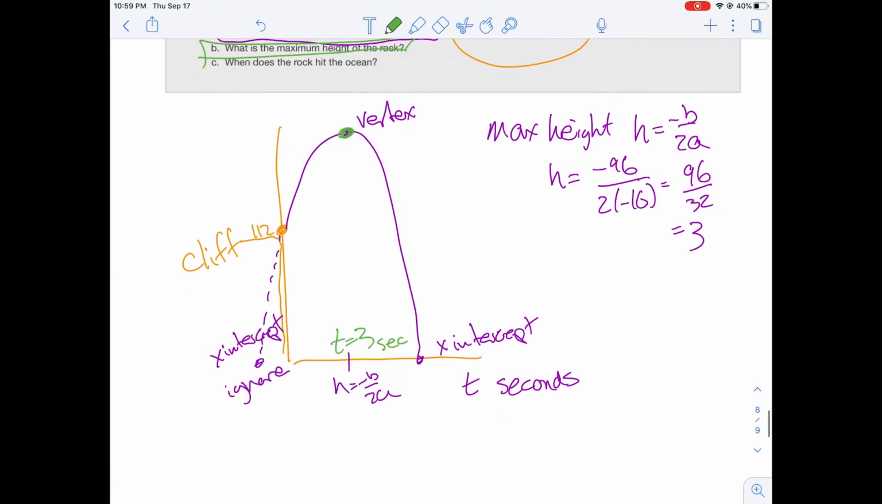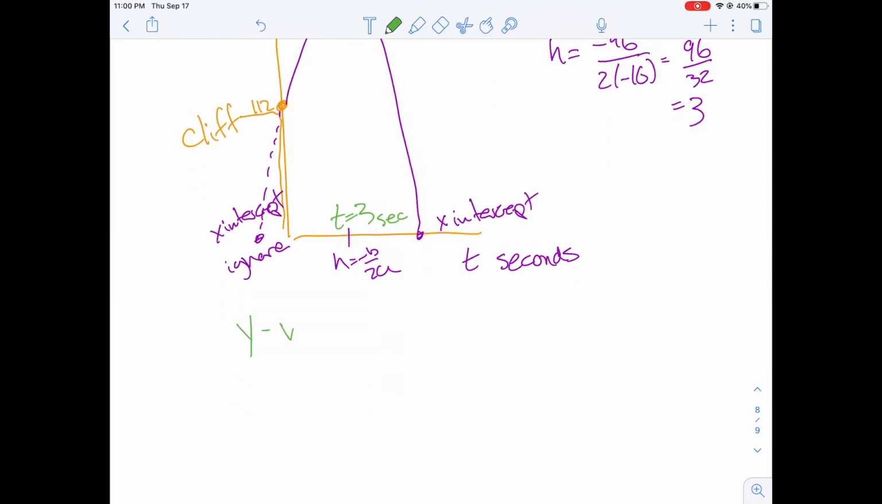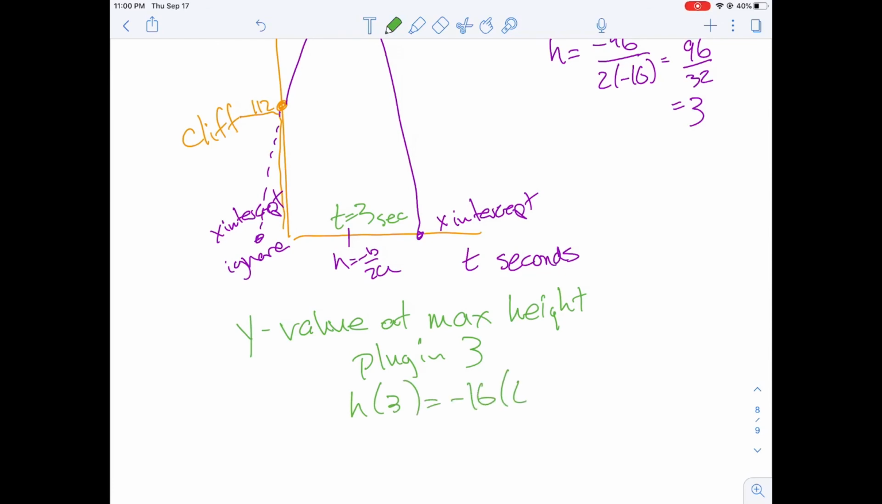How high was it? What was the maximum height? So this is actually the time at the maximum height. And then the y value at the maximum height, you plug in 3. H of 3 is negative 16 times 3 squared, plus 96 times 3, plus 112. And you get an answer.